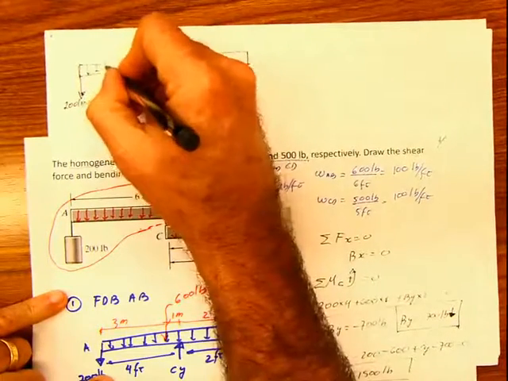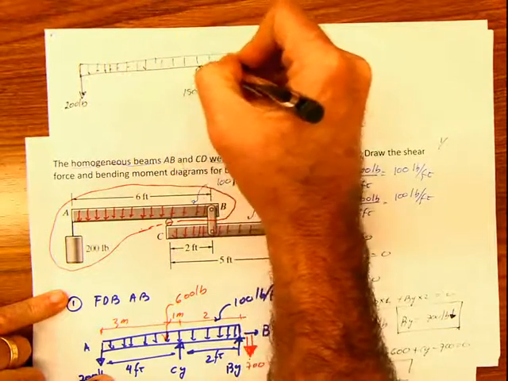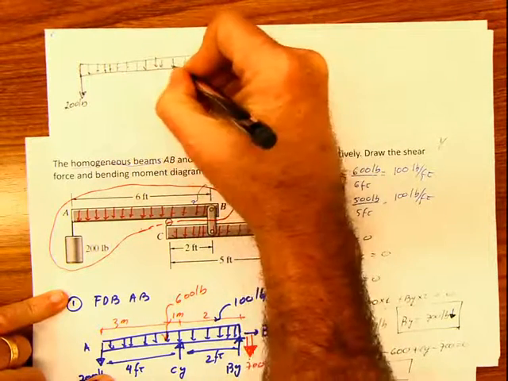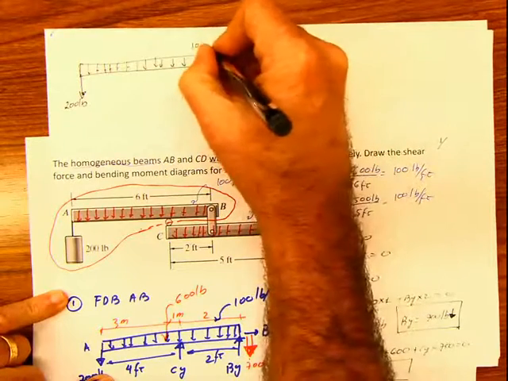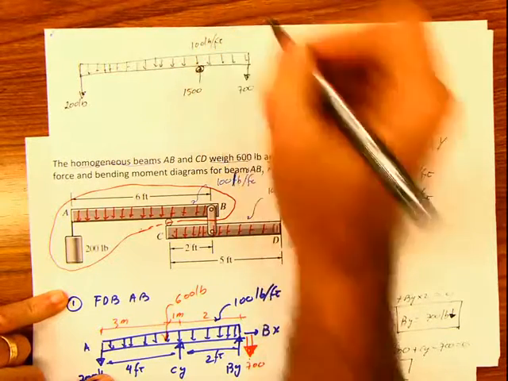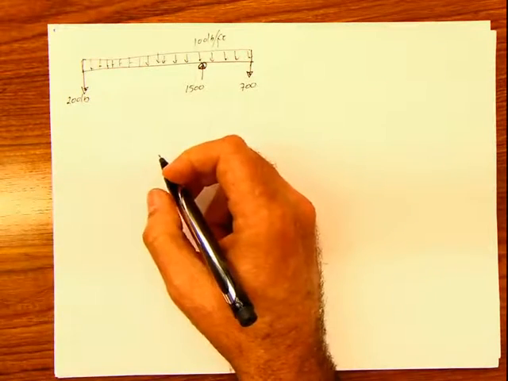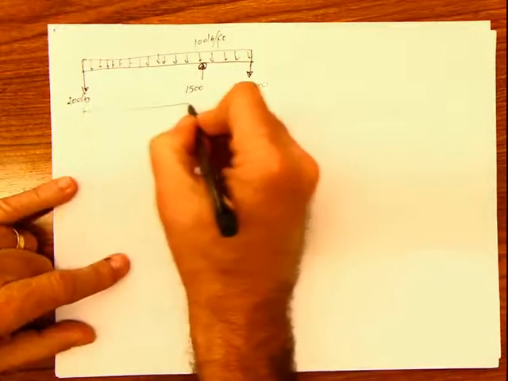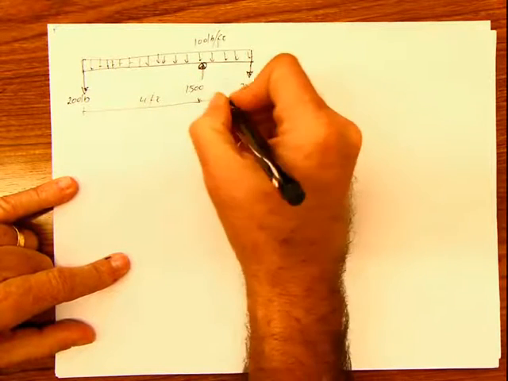And we have the distributed load acting here. The value for that is 100 pounds per foot, as we calculated before. And we include all of our distances for this problem. So this is 4, and this is 2.